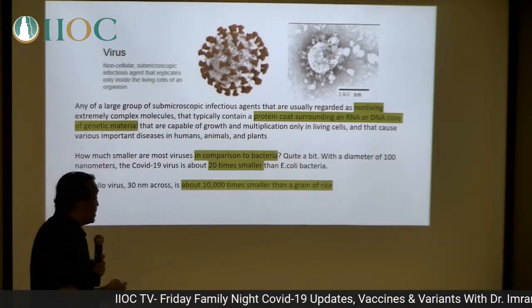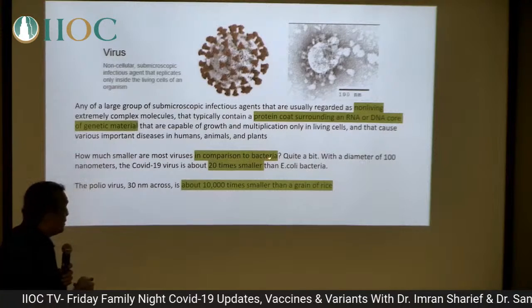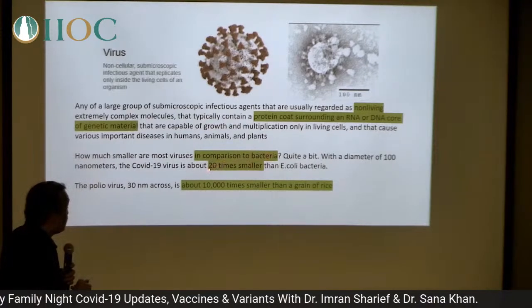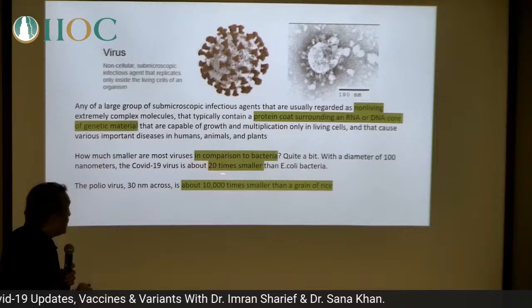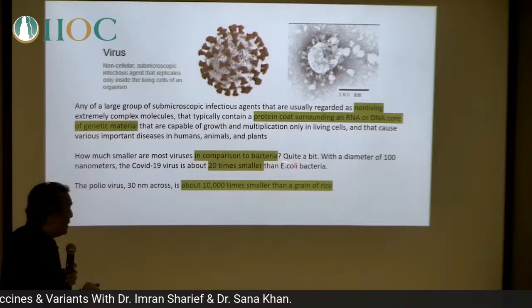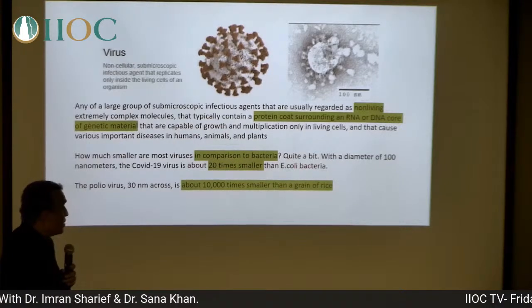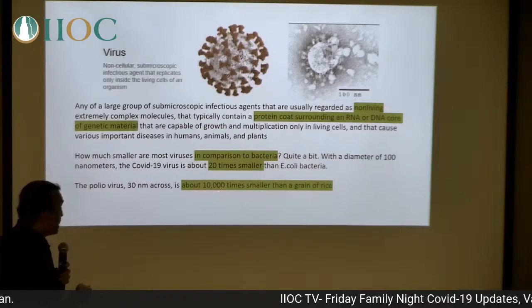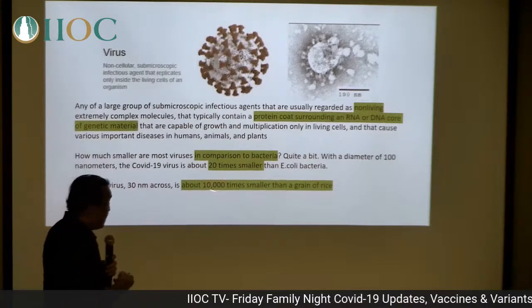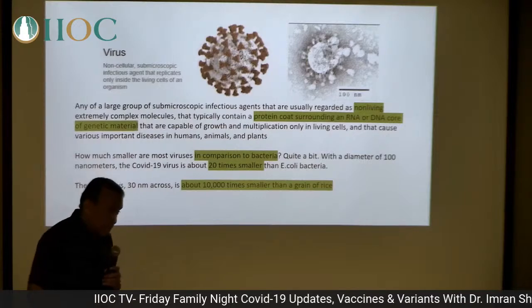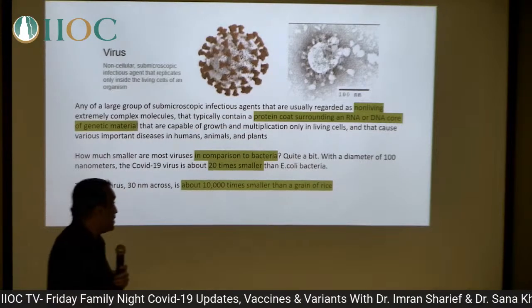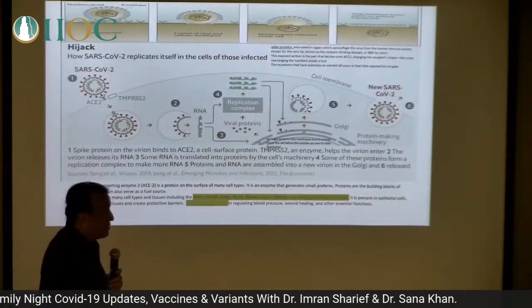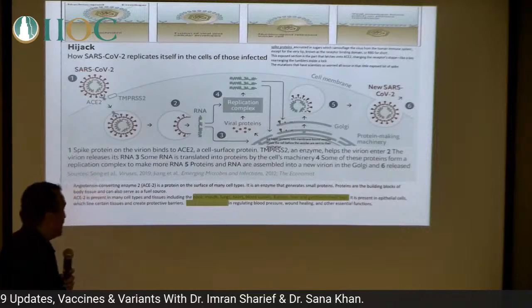Just to give you an example, in terms of viruses, the COVID-19 virus is about 20 times smaller than the E. coli bacteria. So they're much smaller than bacteria. And if you think about a polio virus, it's about 10,000 times smaller than a grain of rice. Very, very small, tiny little critters, but very effective, very brilliant.